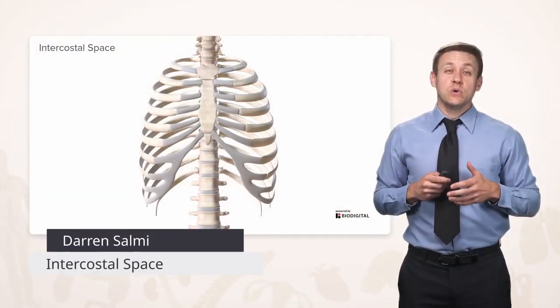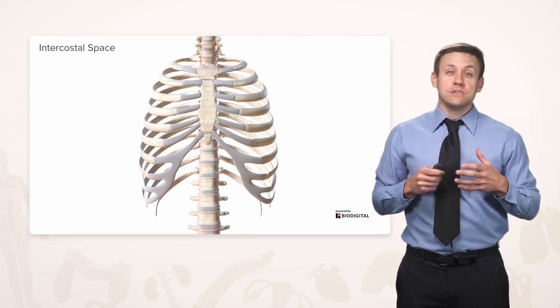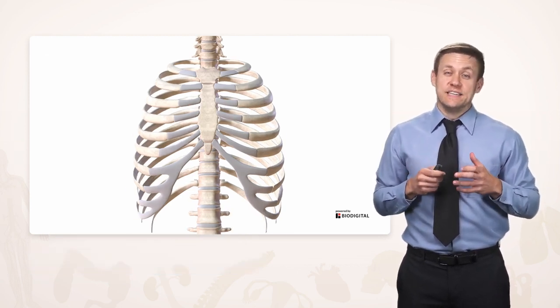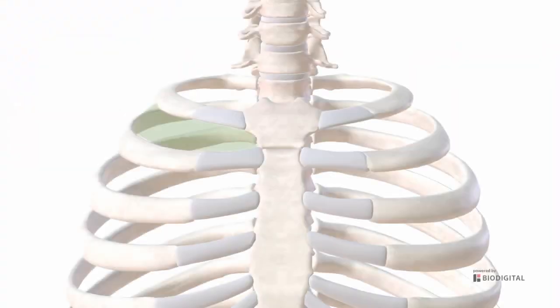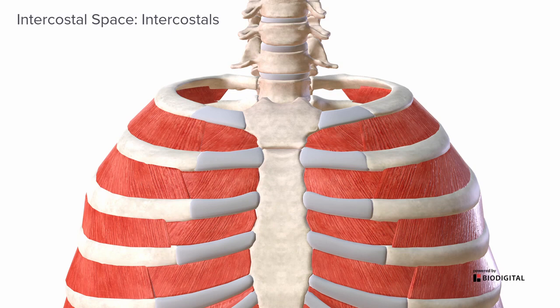Now that we've seen the ribs, we can talk about the space between the ribs, called the intercostal space. There are a lot of muscles and neurovascular structures that exist in this intercostal space. The first thing we'll see are the muscles that run between the ribs, appropriately called the intercostals. And there are 3 sets stacked on top of each other from superficial to deep.